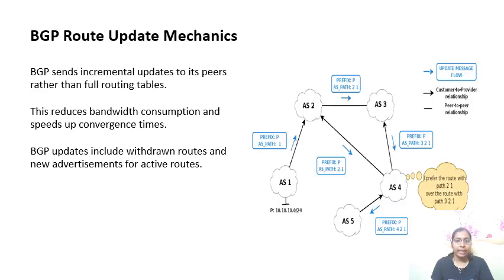BGP route update mechanics. BGP sends incremental updates to its peer rather than full routing tables. This reduces bandwidth consumption and speeds up convergence time. BGP updates include withdrawal routes and new advertisements for active routes. And the diagrammatic representation of the BGP route update mechanism has been provided here. We can refer to this.